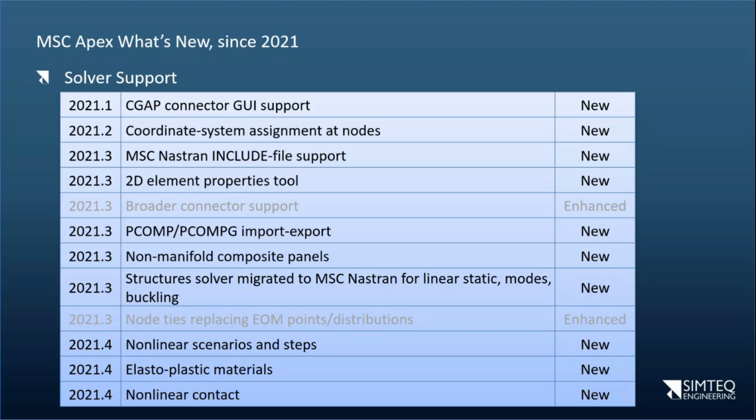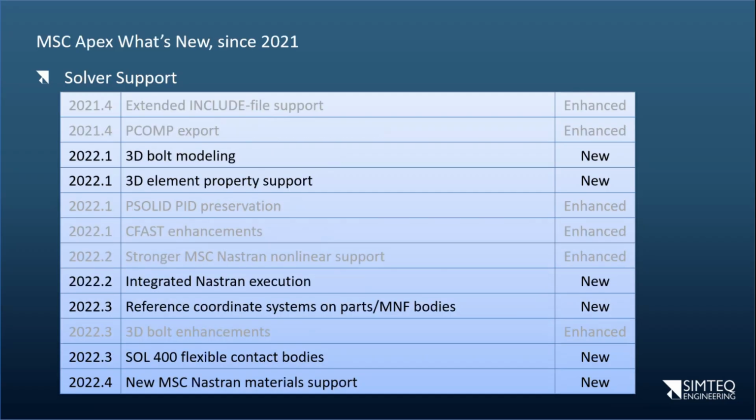Non-manifold composite panels, structure solver migration to MSC Nastran for linear static models and buckling. So this was from the internal solver to the external. No ties, replacing VOM points and distributions. Nonlinear scenarios and steps can now be set up since version 21.4. Elastoplastic materials was also added then, and nonlinear contact as well. Then there were enhancements in the extended include file support, more PCOMP export enhancements. 3D bolt modeling was added. 3D element property support.